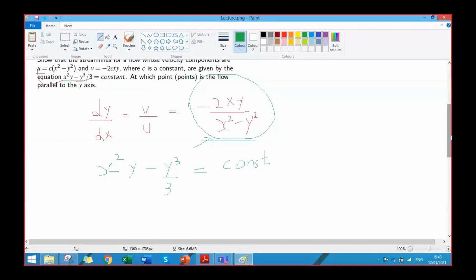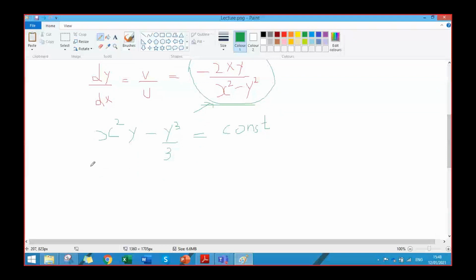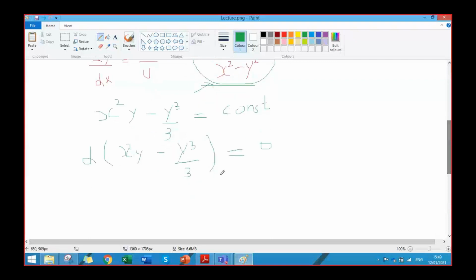So we apply the differential to both sides of the equation, that is d of x squared y minus y cube by 3. On the right side, the differential of a constant becomes 0. The first function x square y is in u into v form, a multiplication of two functions, so we take the derivative one by one. First we take x square as constant, then the differential of y will be dy, right? Then we take the differential keeping y constant, and the differential will be y into 2x dx.